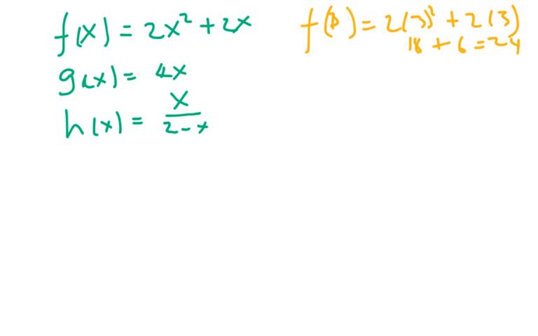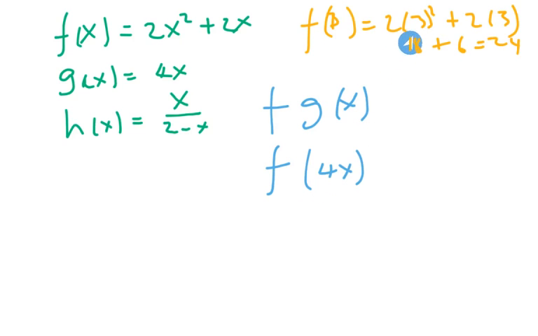But if I'm asked to do something like f of g of x, I now need to pass g of x into the f of x. Well, that's going to be f, and g of x is equal to, if you look here, 4x. So 4x goes here, so it's f of 4x. Remember, up here I had f of 3. Now I've got f of 4x. Up here I put 3 in instead of the x's. Now I'm going to put 4x in instead of the x's.